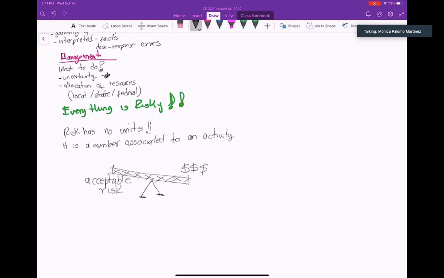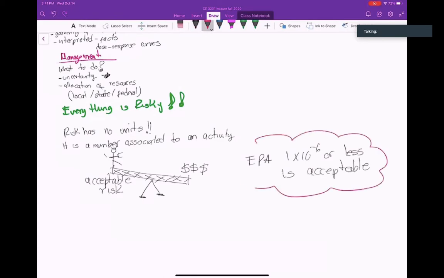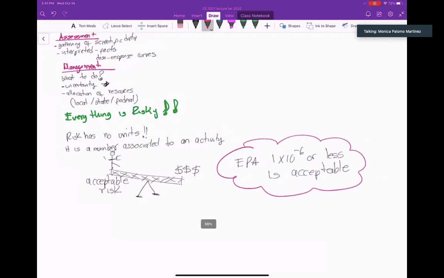risk. So we have been all over life trying to find a balance in different aspects. In this case, it's risk. How much risk is acceptable? And then EPA, obviously, EPA says 1 times 10 to the minus 6 or less is acceptable. Okay? So if we talk about a standard or a value that is going to be guiding you, it is this value. It should not be exceeding that much.